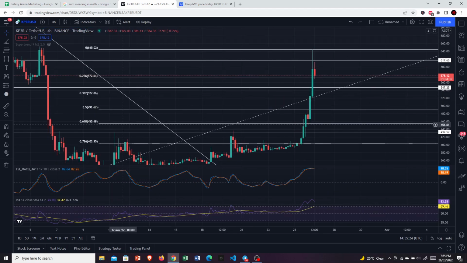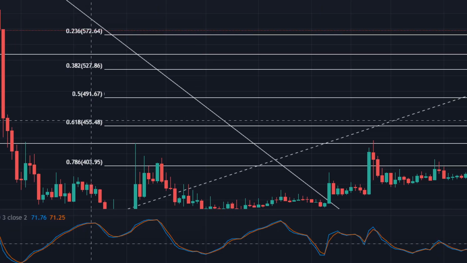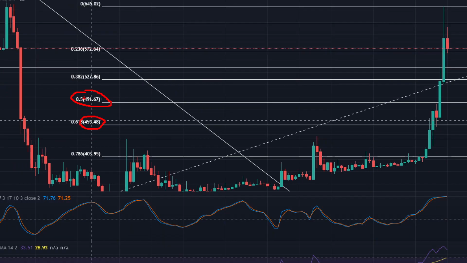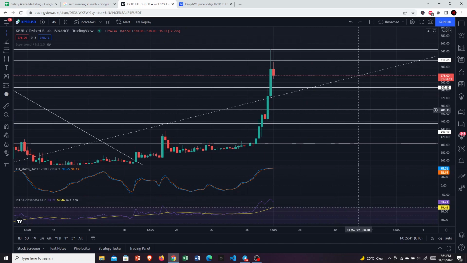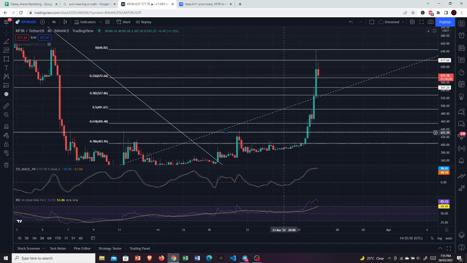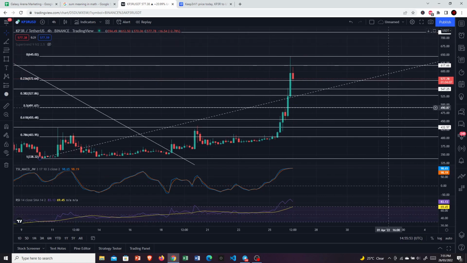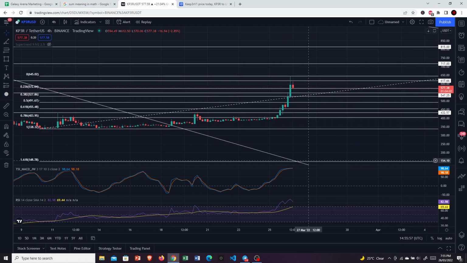Personally, if I was to enter into Keeper, then I would enter at the $455 level. But if you guys have more risk appetite, then you can enter at $491, which is the 0.5 Fibonacci level. Other than that, I will not suggest you buy right now, because of the way it pumped and the way RSI and TSI MACD look, things are completely overbought right now. But there's always a retest of the breakout, so I'm expecting some sort of retest over here.